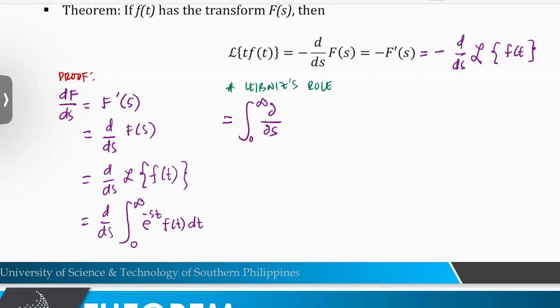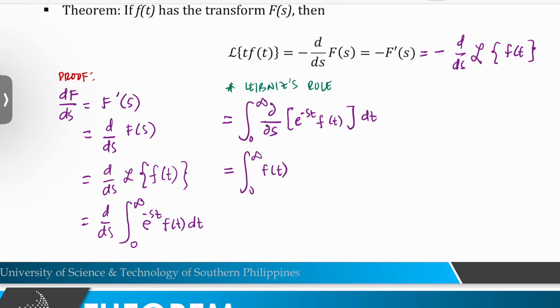Okay? So, we just copy e to the negative st and f of t. Okay, we won't differentiate that. So, if we differentiate this with respect to s, class, we treat t as a constant. So, that means f of t is just a constant.